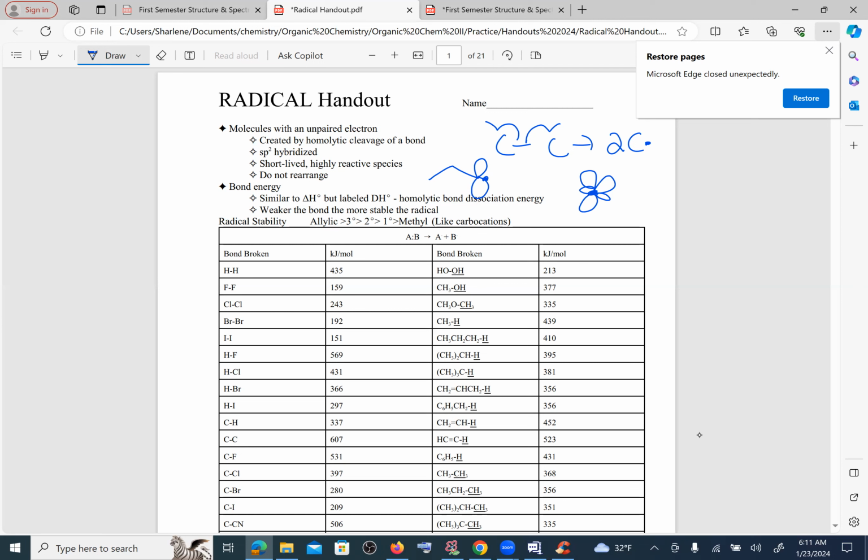All right, how are we going to determine their energies? So we're going to use something called their dissociation energy. And so it's very similar to the delta H that we've talked about, but they are labeled DH because it's the dissociation energy, and they're specifically talking about radicals. But keep in mind, they are very similar to carbocations. So this little generic right here: allylic, tertiary, secondary, primary, methyl.